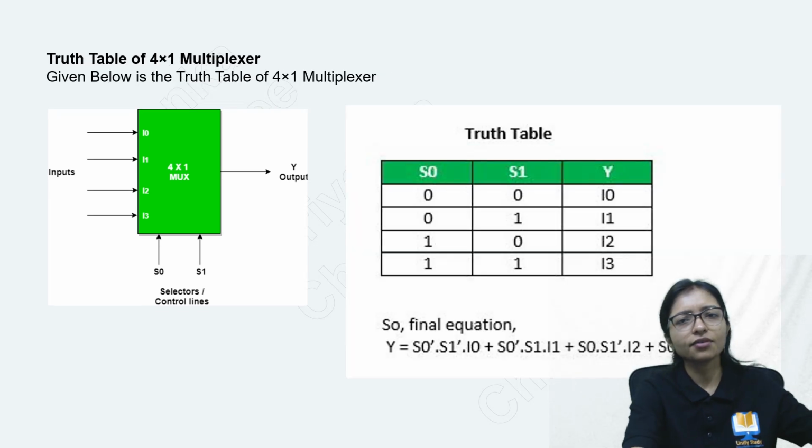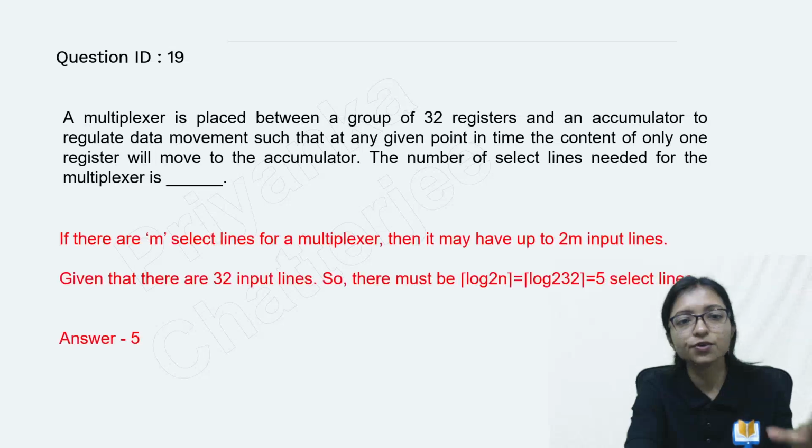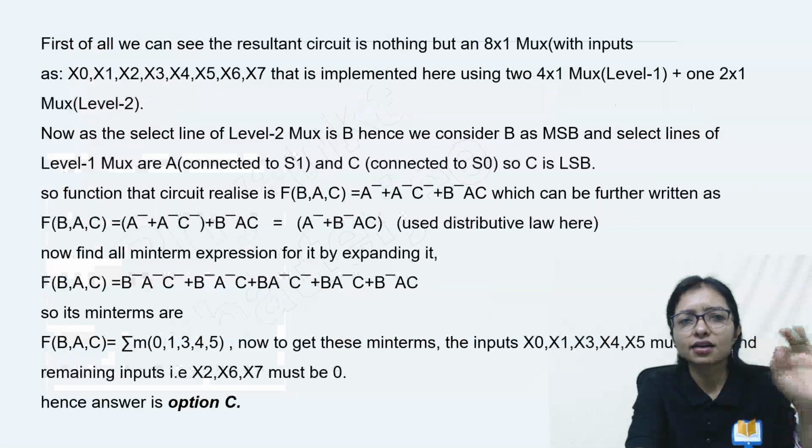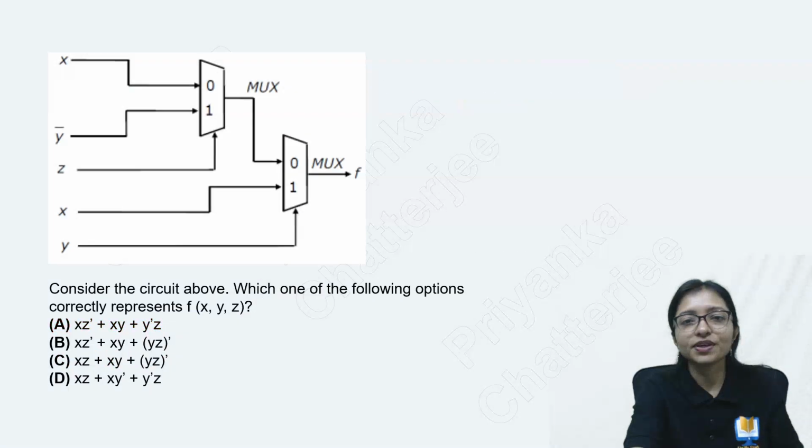Multiplexer is a confirm area from where you are getting confirm questions. All these questions I will explain to you, so that you can get the confirm marks in multiplexer. So let's get started without wasting time.